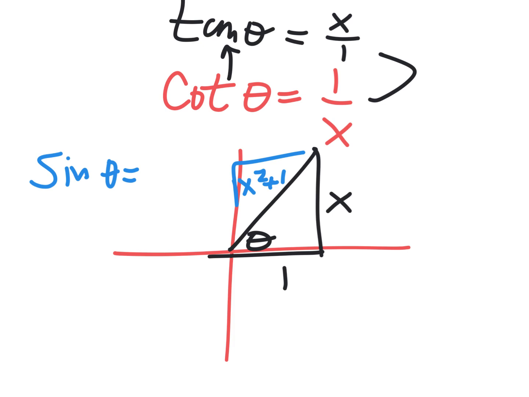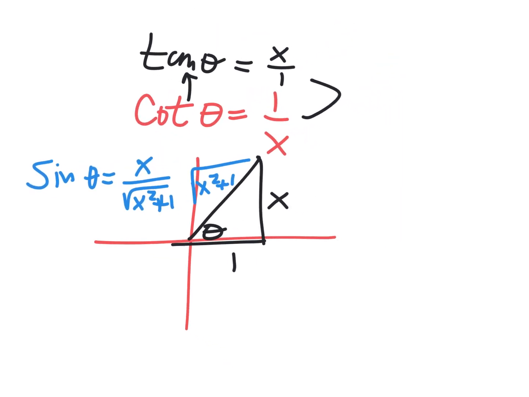John, what's the sine going to be then? X over square root of x squared plus 1. Yep. How many of you feel like you have that kind of problem under control? That's the vast majority of people. Good. Then let's just talk coterminal for a minute.